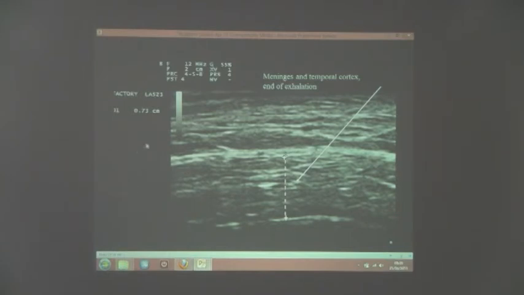So actually, this was the brain of a colleague of mine. Also, she was supposed to be normal. And so if you just measure the thickness of the cortex, so now you have learned, of the entire brain, from the squama to the white matter, so these are the meninges, this is subarachnoidal space, this is the cortex, and at the end of exhalation, the thickness is 0.73 centimeters.